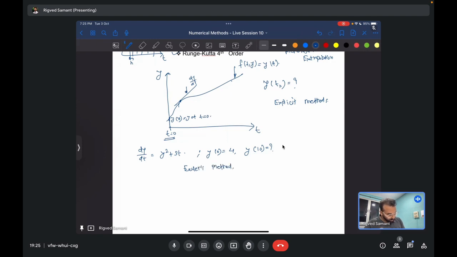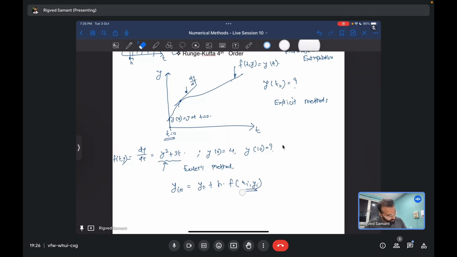the Euler's method's formula goes as y of i plus 1 is equal to yi plus h times f of ti comma yi. Now what is f of ti comma yi? This is nothing but this. This is y of t, that is dy by dt, as a function of t comma y.